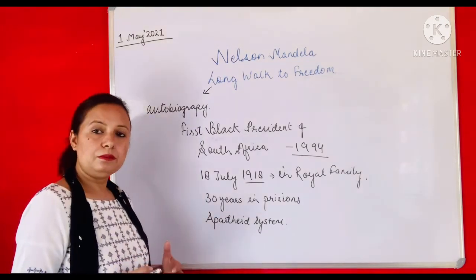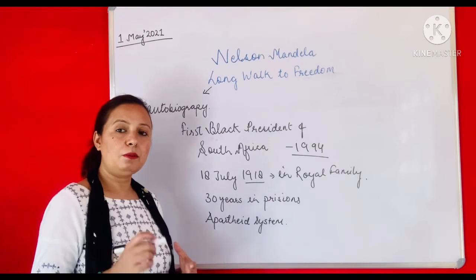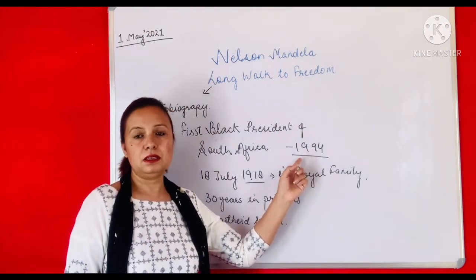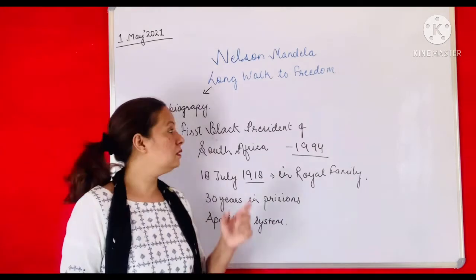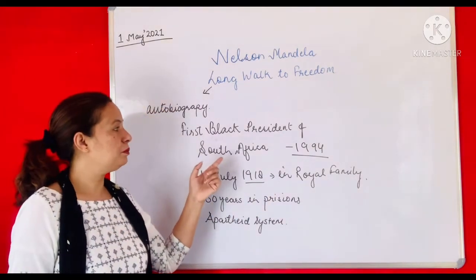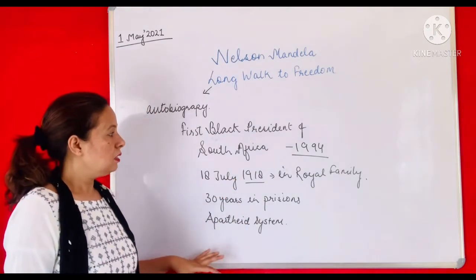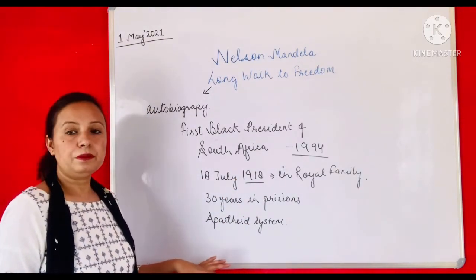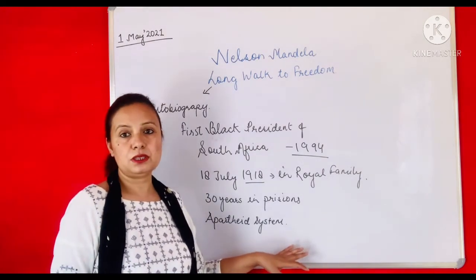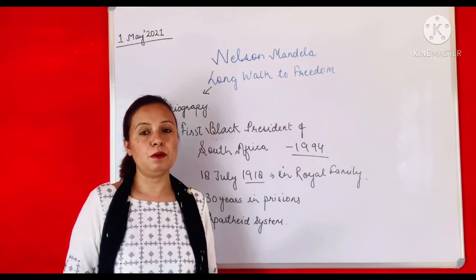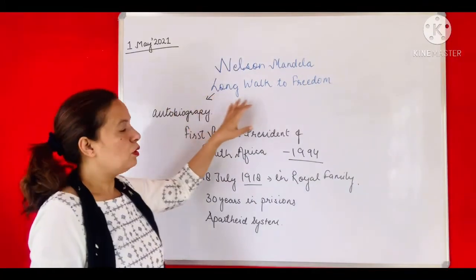After a long time, finally, democratic elections were held in South Africa in 1994, and Nelson Mandela was elected as the first black president of South Africa. And because of him, the apartheid system was abolished in South Africa, and he made his country free from white supremacy.